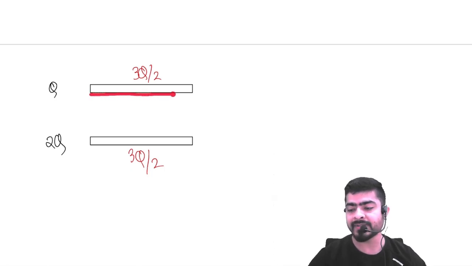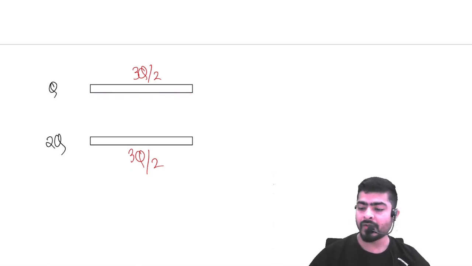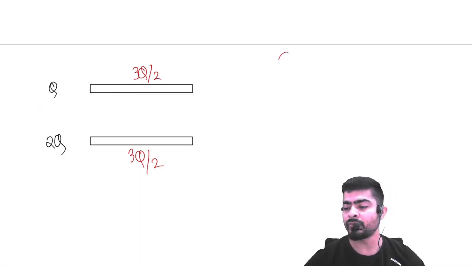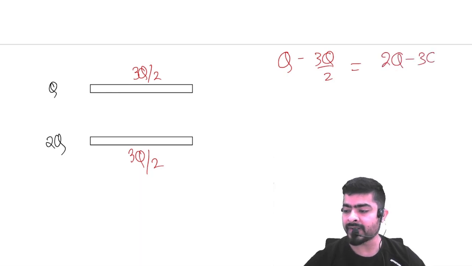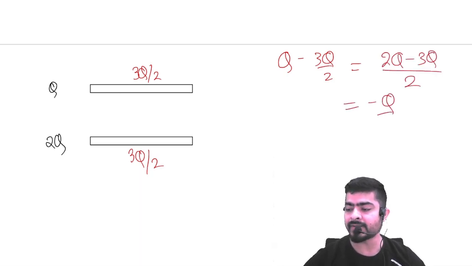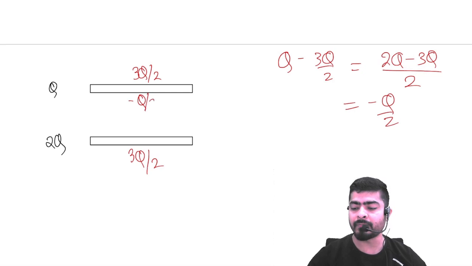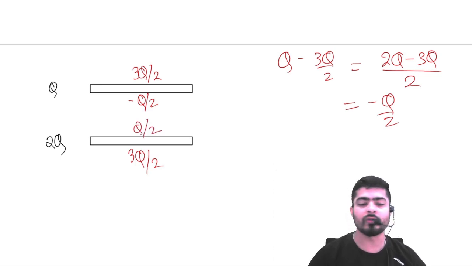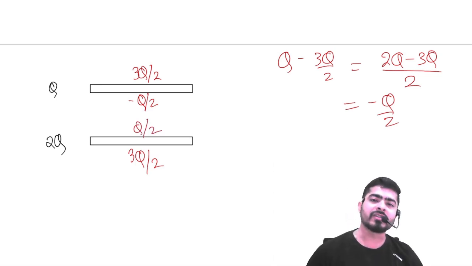Now what about this surface? So charge on this surface will be q minus 3q by 2. So q minus 3q by 2 is what? 2q minus 3q by 2. So that is minus q by 2. So here I will get minus q by 2. And since this is negative, opposite of that will appear on the surface. So plus q by 2. That's it. So this is your charge distribution.